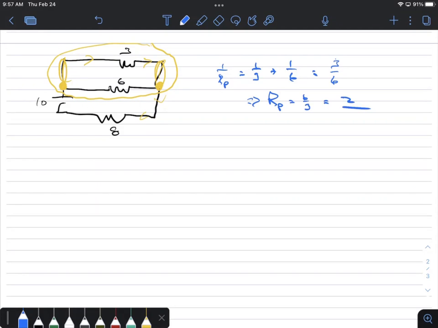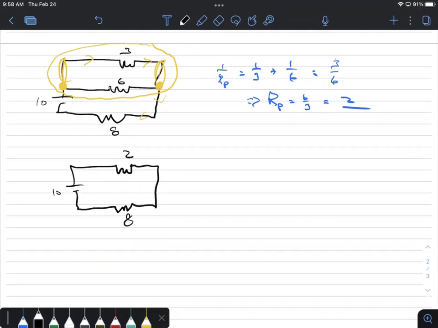So R parallel is 6 over 3, which is 2. And now I could redraw the circuit, and instead of having this parallel set of things, I could replace it with just one thing. Here it is. And its resistance is whatever I just calculated to be, which is 2. And now we can see we're back to the very first example we did today. I have the resistor 2 at the top, the resistor 8 at the bottom. The current flowing, if it flows through the first resistor, it will flow through the second, so they must be in series.